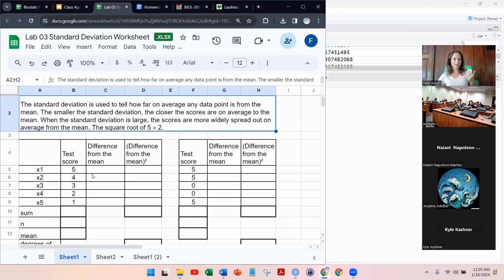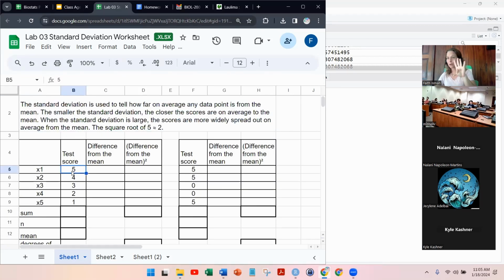Okay. So I have 4 different data sets that each have 5 data points. It's really simple. And it's here in the spreadsheet. You can do it. We'll do it together right now. All right. So let's imagine that we have 5 students, student 1, student 2, student 3, student 4, student 5. And they took a test and the first student got 5, the next one got 4, then 3, then 2, and then 1, right? So how many is that all together?